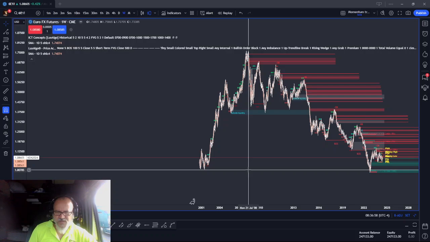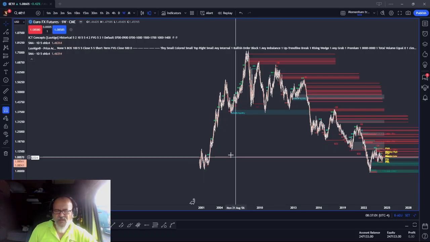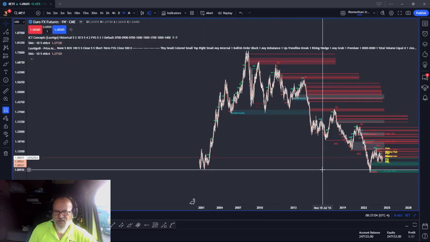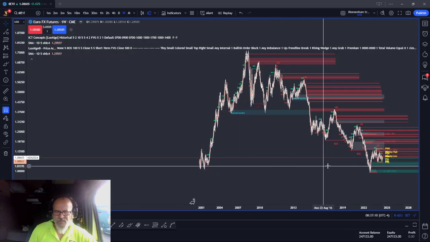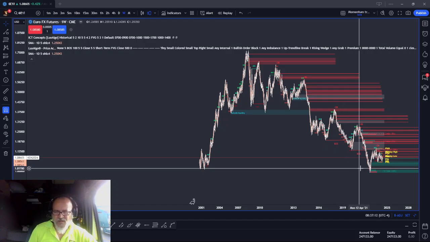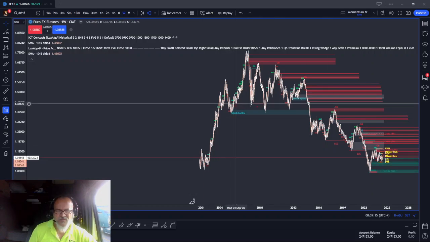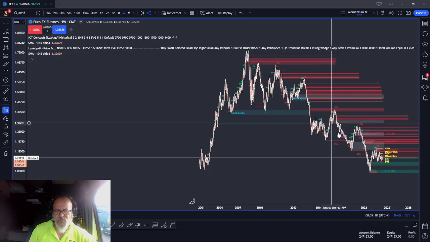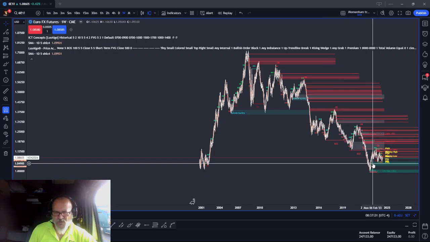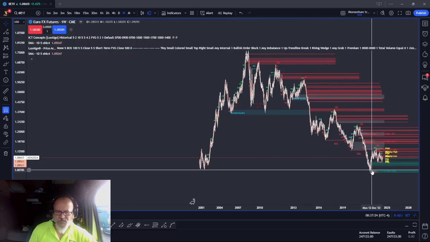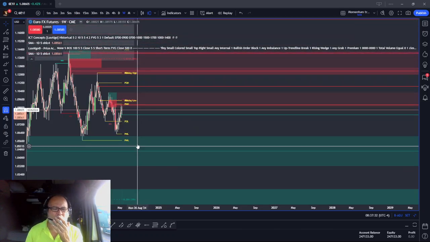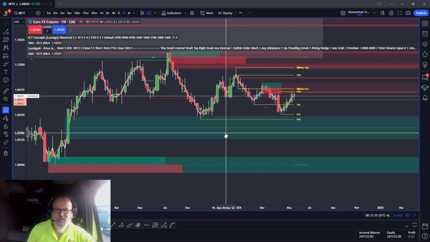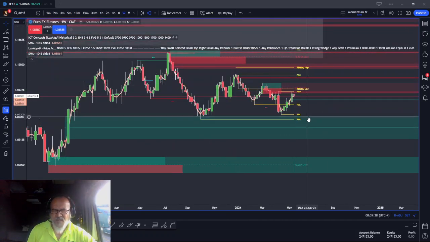Did we sweep below? We sure did. That looks like the completion of a market maker sell model, and that's on a weekly basis, so that's pretty awesome. Look at that. And we take the sell side liquidity off the weekly. So that's pretty awesome. Okay, there's all of our time-based liquidity.